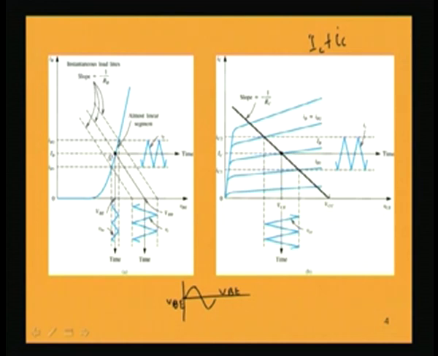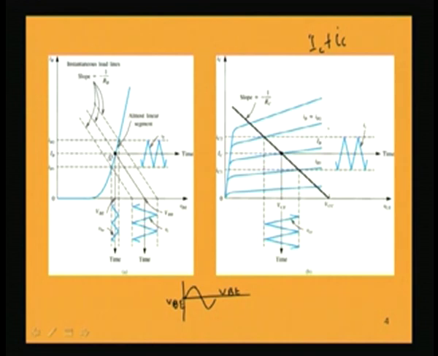ICRC drop is 0, so VCC is the maximum point, and the collector current will be maximum when you have VCE equal to 0, and that value is VCC by RC. Joining these 2 points, for a particular RC we get a load line.